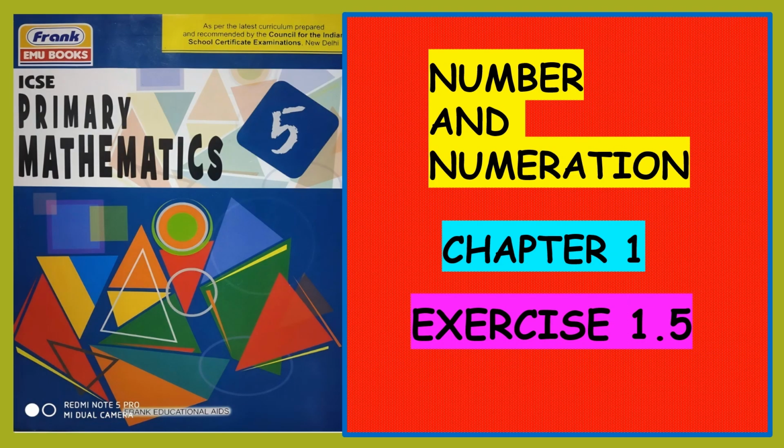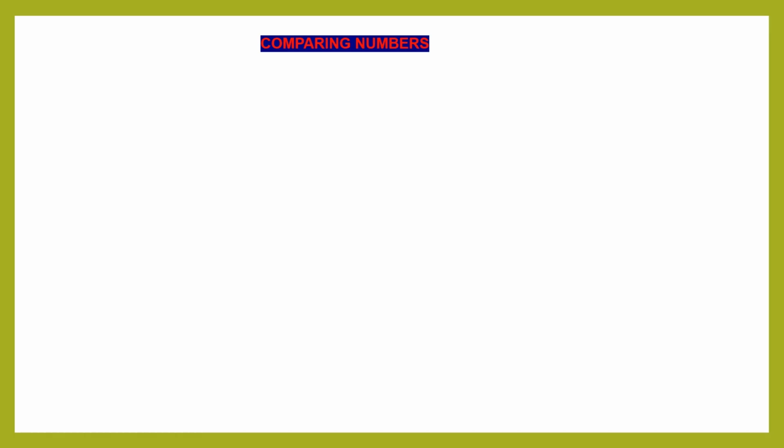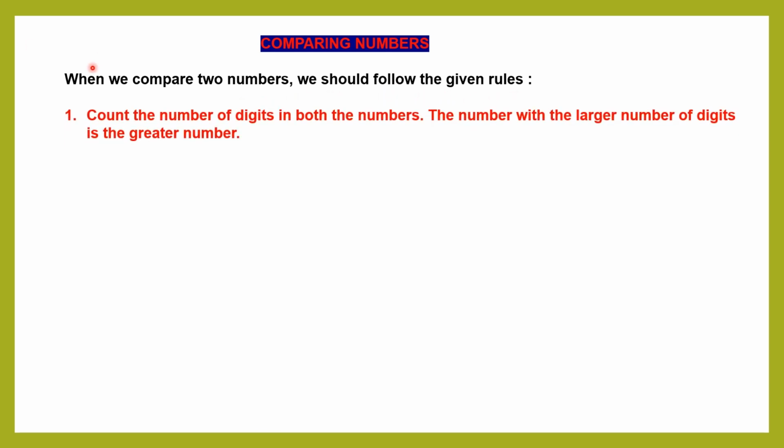Let's do Number and Numeration, Chapter 1, Exercise 1.5. Before we begin our exercise, let's learn how to compare numbers. When we compare two numbers, we should follow the given rules. What are the rules to follow? The first rule is: count the number of digits in both the numbers. So when two numbers are given, the first thing is to count the number of digits. The number with a larger number of digits is the greater number.